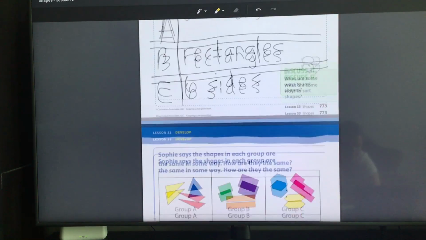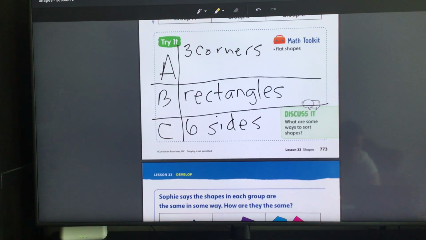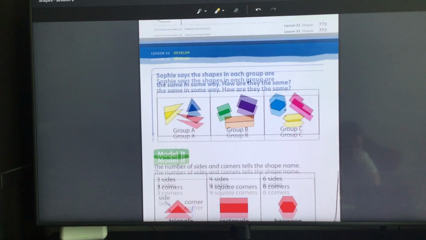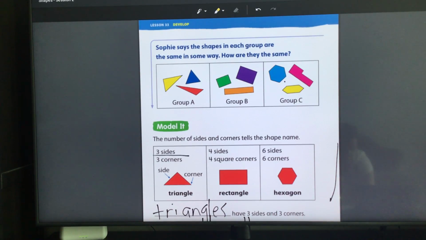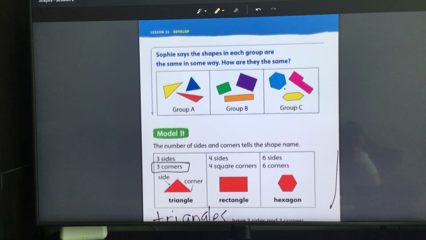So if I look back at how we did it, we put that group A had 3 corners. Well, they also said that group A had 3 corners. So that's how our way is similar. They also put that it has 3 sides and that they were all triangles. So that's how it's different.